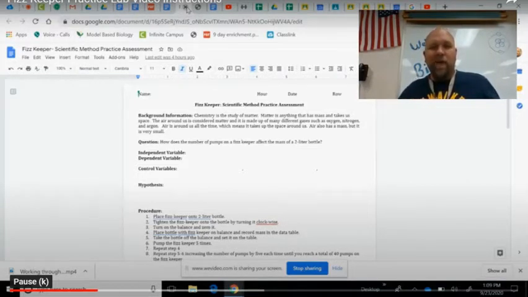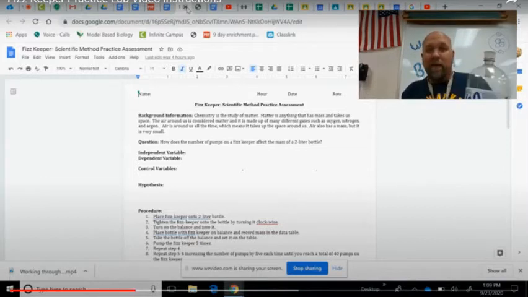Okay, so the first thing we have to do is, in the question, how does the number of pumps on a Fizz Keeper affect the mass of a 2-liter bottle, write down the independent variable, the dependent variable, and any control variable. Then write a hypothesis by turning the question into an if-then statement. Those I want you to do on your own. We've had enough practice with this that you should be able to do those things right now.